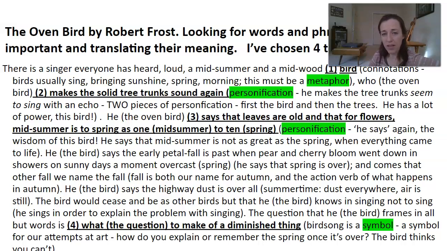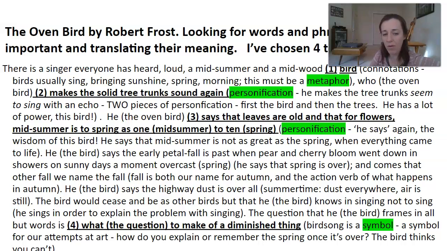And then my third point is he says that leaves are old and that for flowers, midsummer's to spring is one to ten. All right, that also to me is personification because it's a really human thought. First of all, he says, birds don't say anything, they sing or they twitter, they don't speak. But this poem has the bird telling us pieces of wisdom. And what does he say? He says, midsummer is not as great as the spring when everything came to life. Well, that's personification also because what a piece of human wisdom.